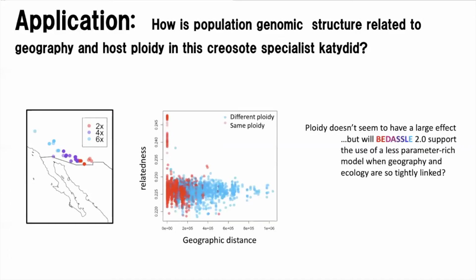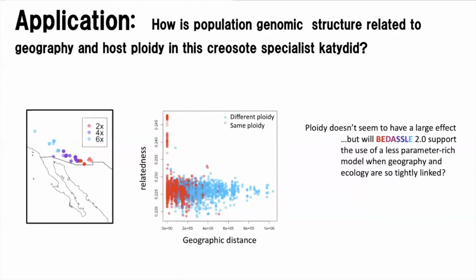When we look at the observed patterns of relatedness versus geographic distance, we see that there seems to be very little effect of ploidy in this case. So we have individuals found on the same ploidy level hosts in red, and those on different ploidy level hosts in blue. Doesn't seem to be much effect there.